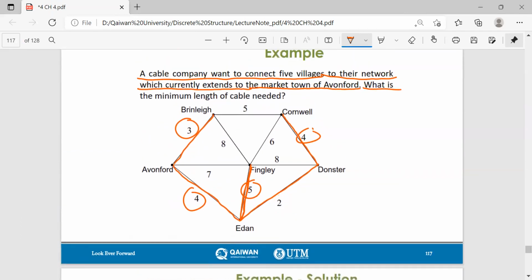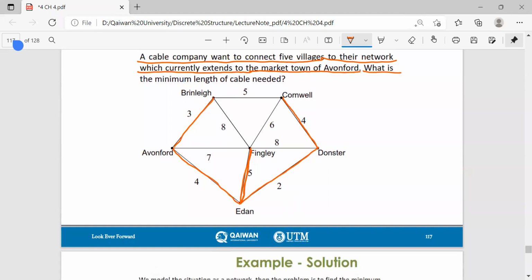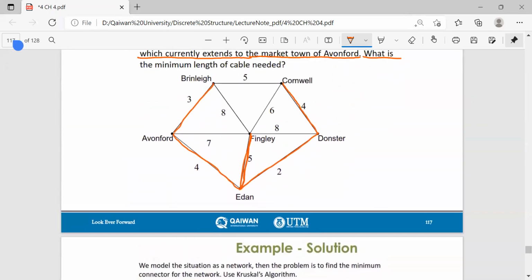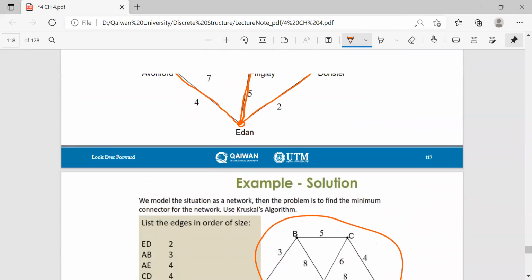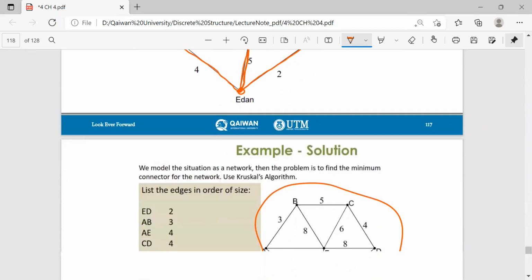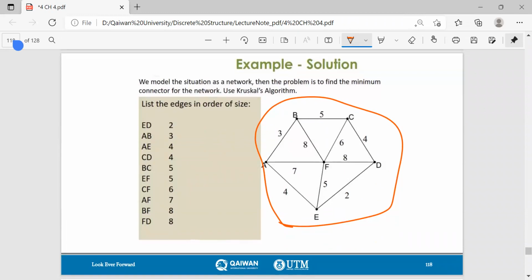We are going to order all the connections between 2 villages. Let's say this is E, that's D, that's C, that's B, that's A, and that's F. This is our graph. We just denote each village by the first letter of its name. Now, ED is 2. We just order from the least weight to the greatest weight. ED has the least weight, it's 2.